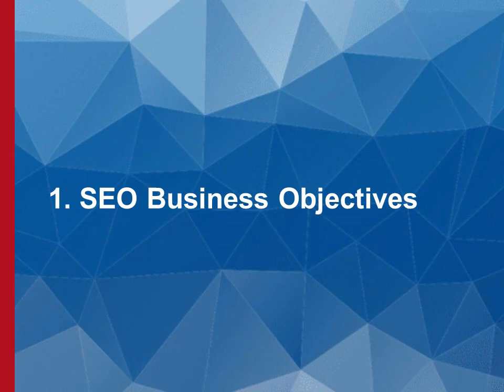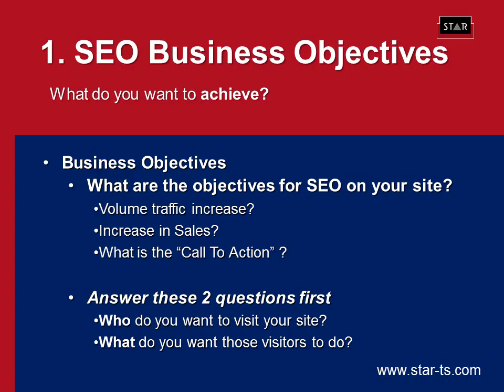Okay, so let's look at the simplest one first, the SEO business objectives. When you look at developing your site, you need to ask yourself, what are the objectives of the SEO project? Why do you want to do SEO? Is it that you want to just get lots more visitors to the site, so just increase the volume, or do you want to increase sales or conversion ratio, or is it something else you want to do? And you need to think about what's the call to action.